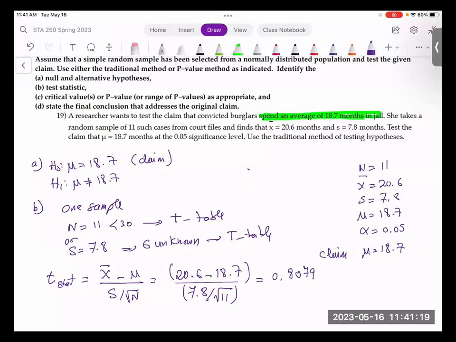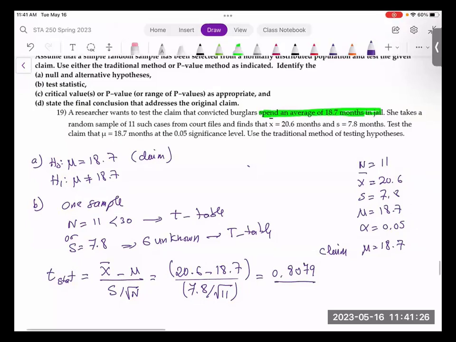Well, I don't know yet. Okay, so this is the statistic value. We good? Any question?